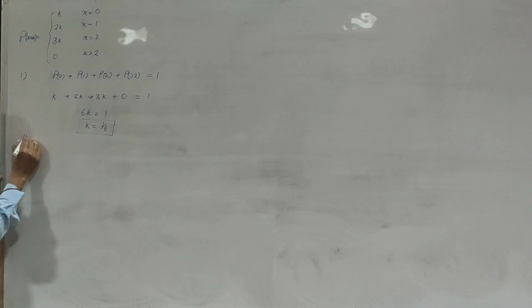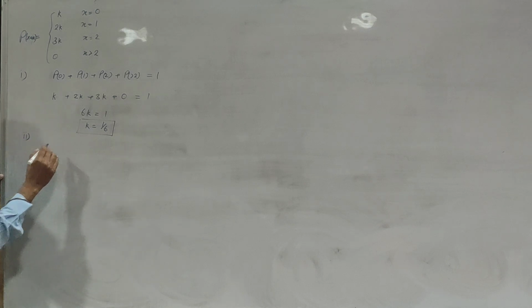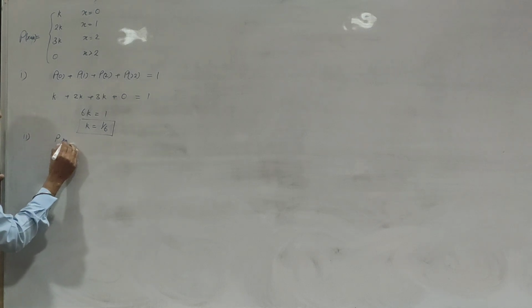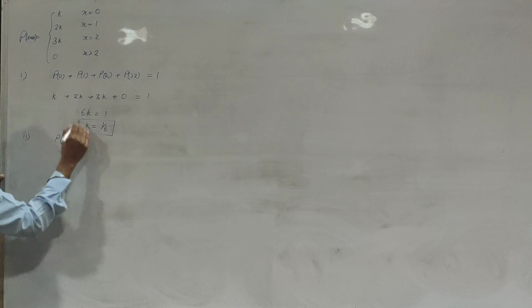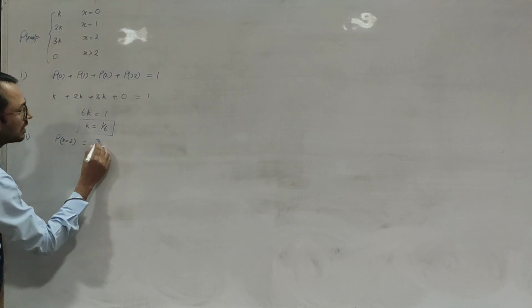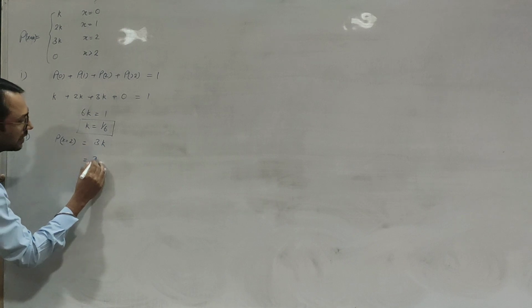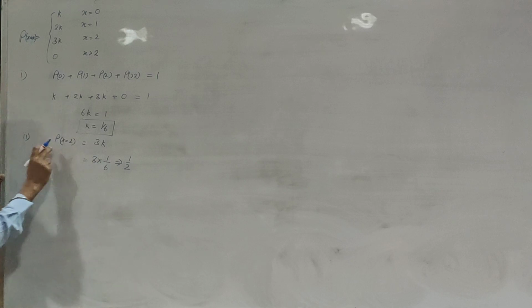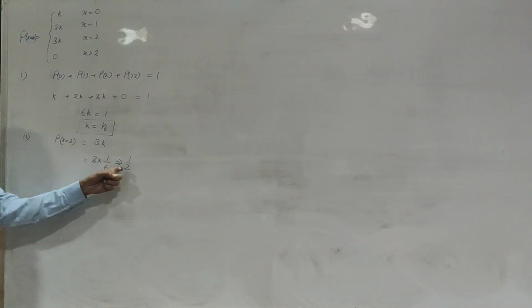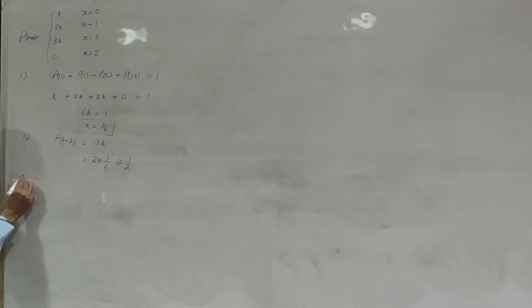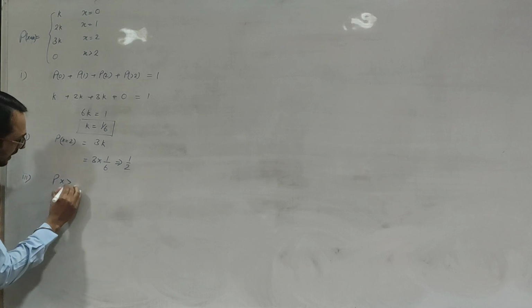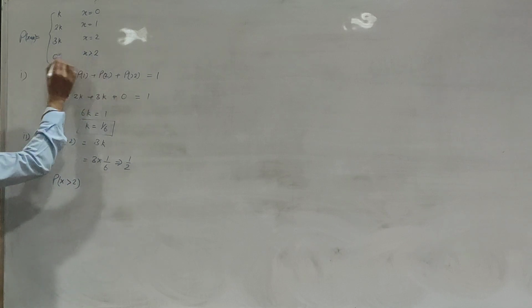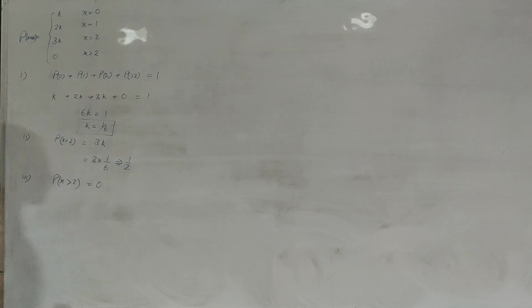Second part, P(x equals 2). For x equals 2, it is 3k. So its probability will be 3 into 1 by 6, which implies 1 by 2. So the value of P(x equals 2) is 1 by 2. Next, P(x greater than 2) equals. X greater than 2 is 0, so the probability for this particular condition will be 0.